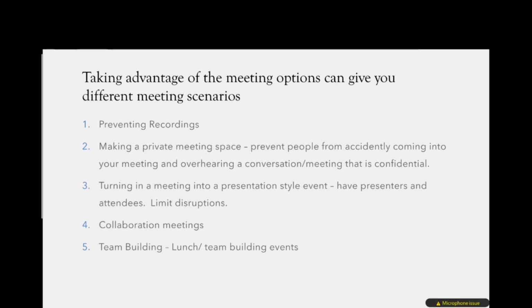You can also make a private meeting space, to prevent people from accidentally coming into your meeting and overhearing a conversation that is confidential. You can turn a meeting into a presentation style, so you can have presenters and attendees with limited interruptions. And then you can have a collaborative meeting. And then the last one, which is fun, which a lot of people don't use, but with meeting fatigue, I love this one, it's team building, where you can create a meeting space where you can have lunch or team building events. So let's hop to it.